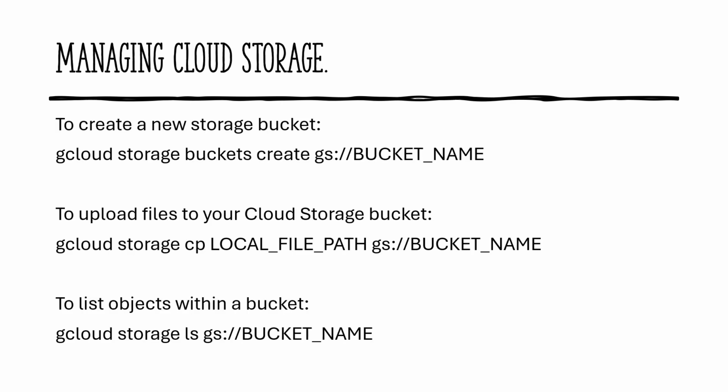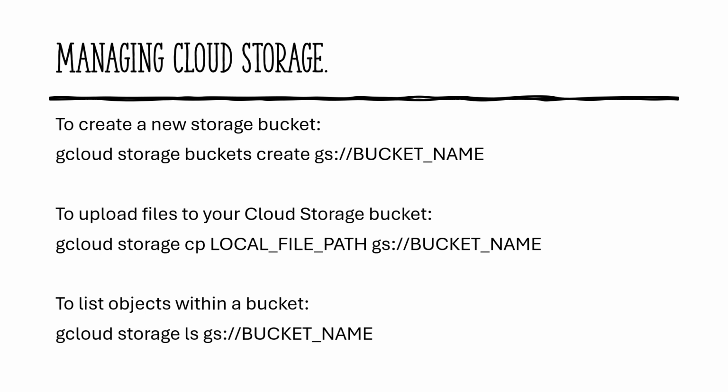Managing cloud storage. Creating a bucket. To create a new storage bucket, gcloud storage buckets create gs://BUCKET_NAME. Example: gcloud storage buckets create gs://my-new-bucket. Uploading files. To upload files to your cloud storage bucket, gcloud storage cp LOCAL_FILE_PATH gs://BUCKET_NAME. Example: gcloud storage cp my-file.txt gs://my-new-bucket. Listing bucket contents. To list objects within a bucket, gcloud storage ls gs://BUCKET_NAME.